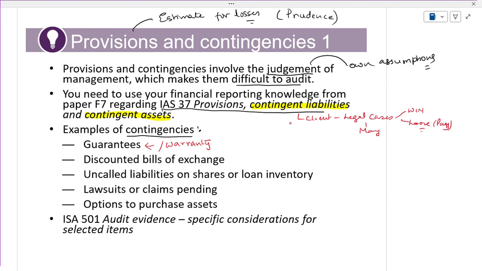Discounted bills of exchange. Are we discounting the bills of exchange? There is a contingency. Sometimes it will be honored, sometimes it will not be honored. Okay, that's it. Any uncalled liability on shares or loan inventory.